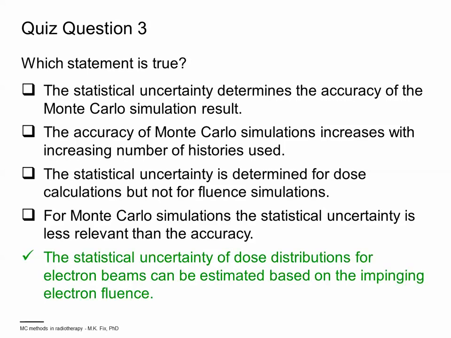So the true answer is: the statistical uncertainty of dose distributions for electron beams can be estimated based on the impinging electron fluence.